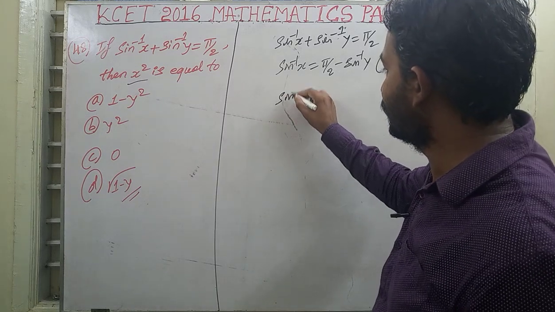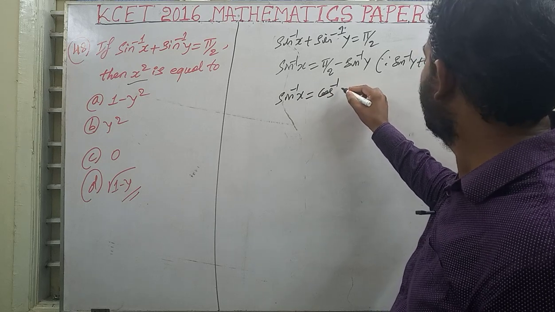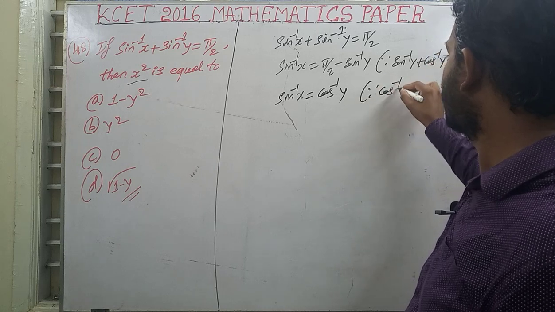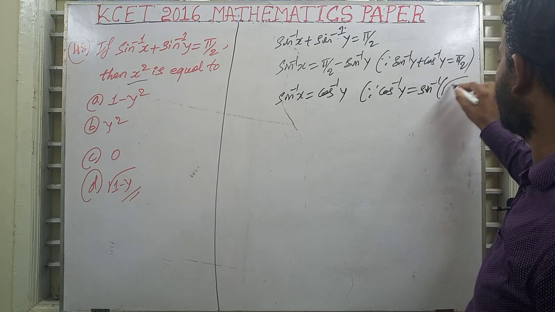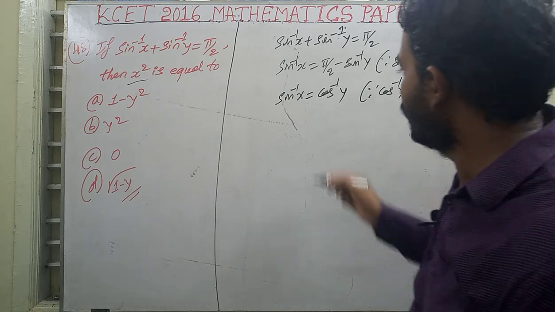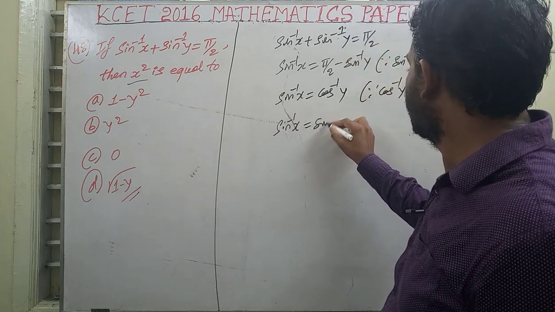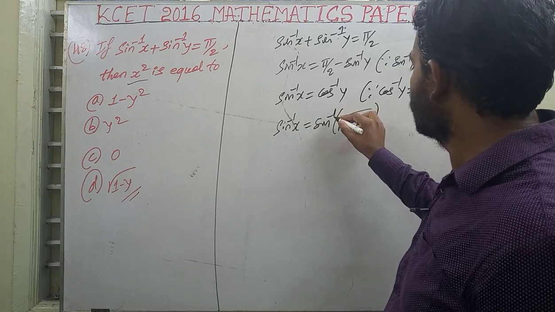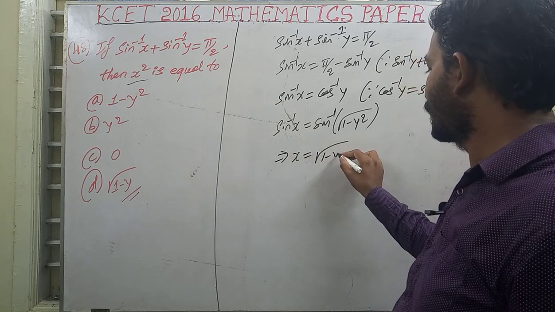So now sin inverse x is equal to cos inverse y. So using one more formula, cos inverse y in terms of sin inverse of square root of 1 minus y square, the right hand side can be written as sin inverse of square root of 1 minus y square. So now this implies x is equal to square root of 1 minus y square.